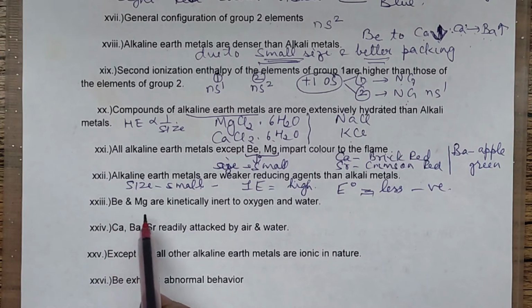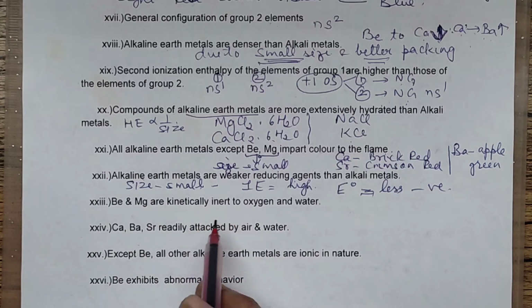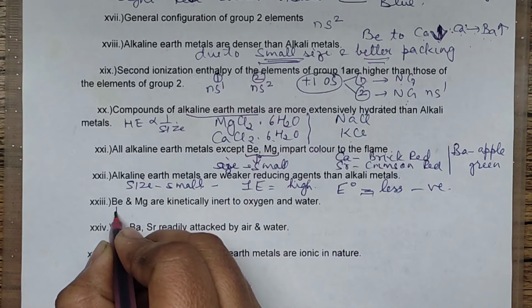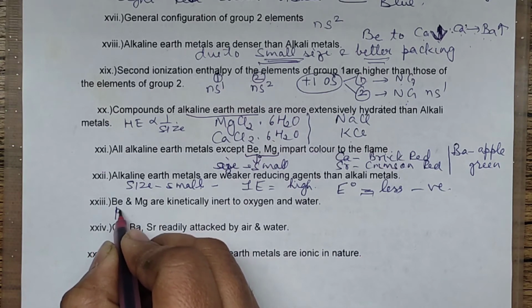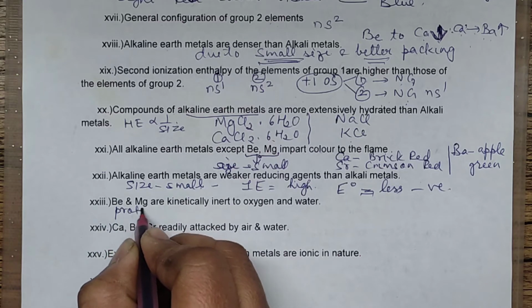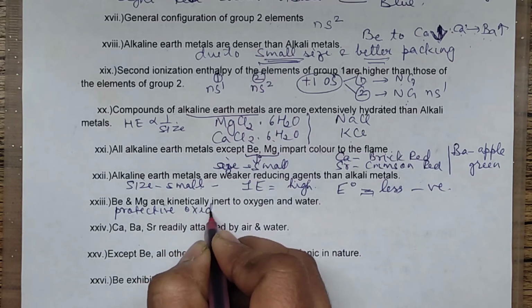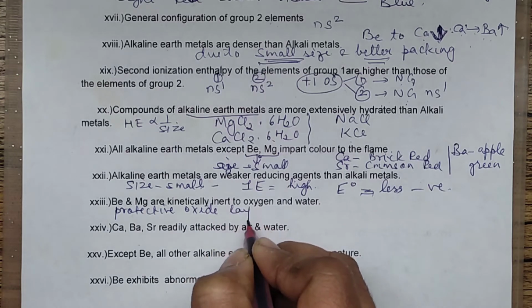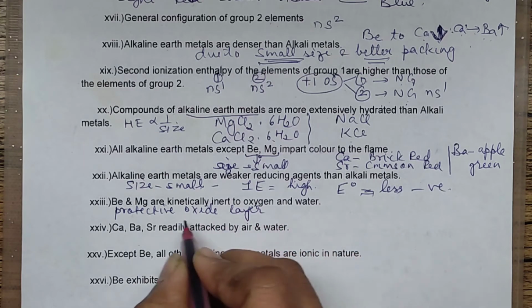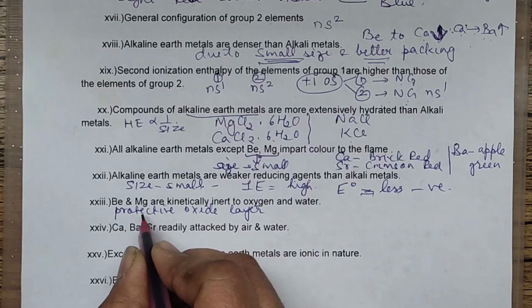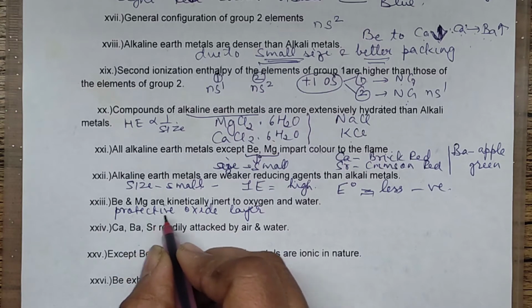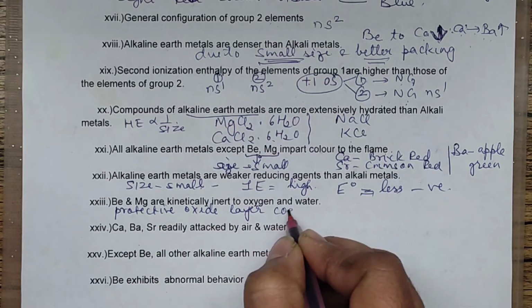Then beryllium and magnesium are kinetically inert to oxygen and water. Because beryllium and magnesium have the tendency to form a protective oxide layer. It forms a coating. Both these elements have a tendency to form a protective oxide layer coating.